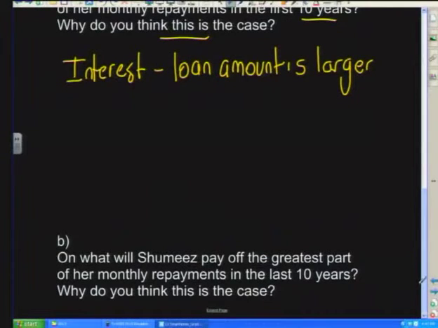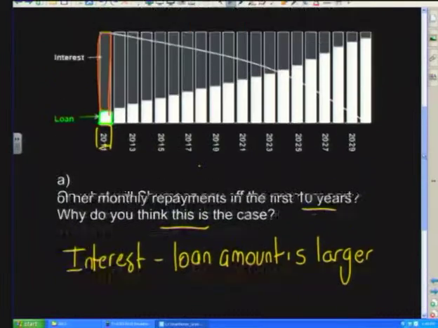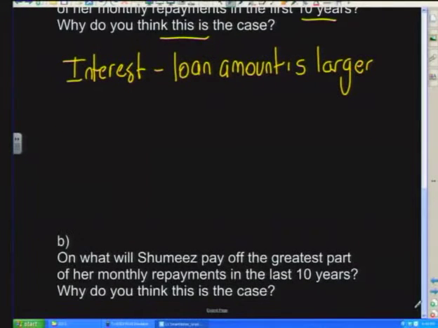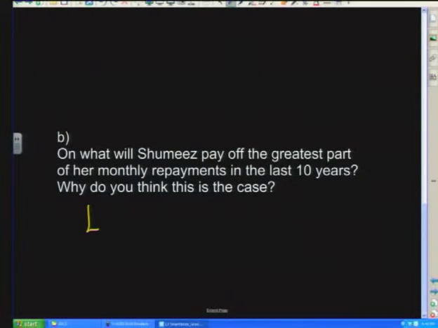Then it says, on what will Shamiz pay off the greatest part of her monthly repayment in the loan in the last 10 years? So our last 10 years, that's basically from here, she's paying more of the loan than she is the interest. So she's actually paying more in loan. So this is going to be the loan. And why do you think this is the case? This is because our underlying capital owed is less. So our capital amount has decreased.